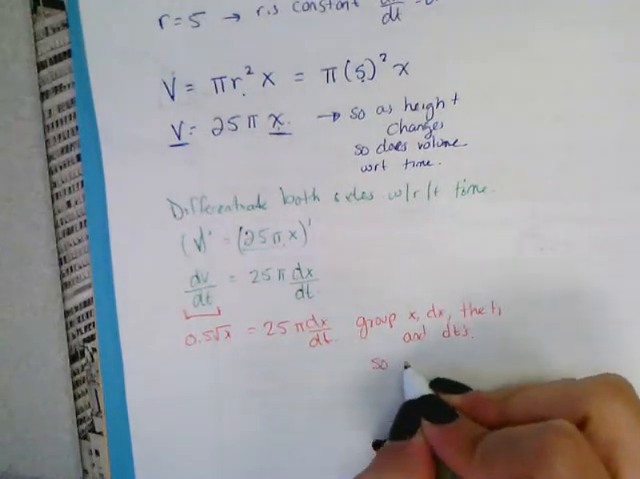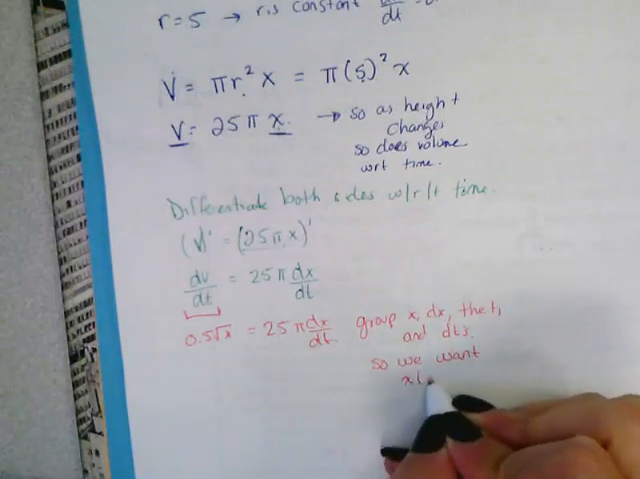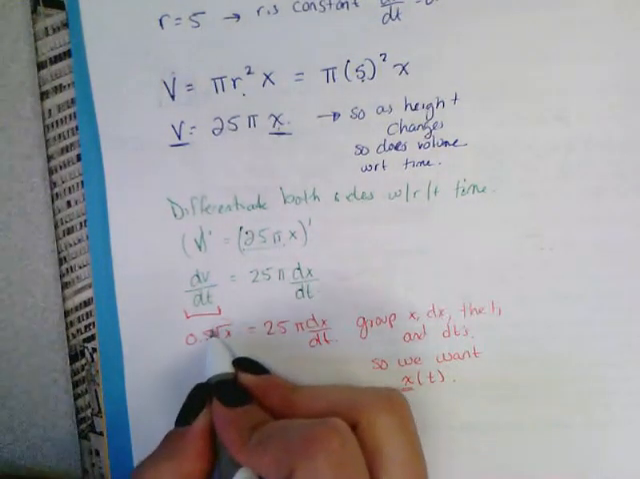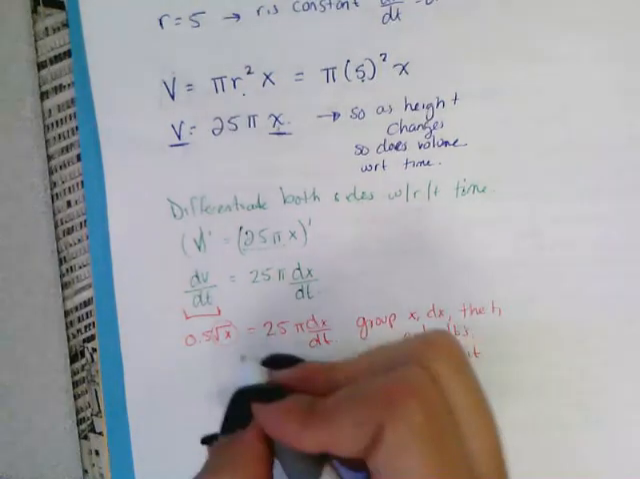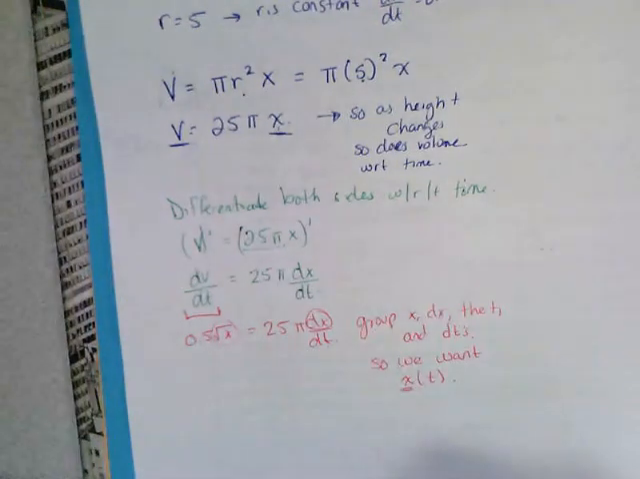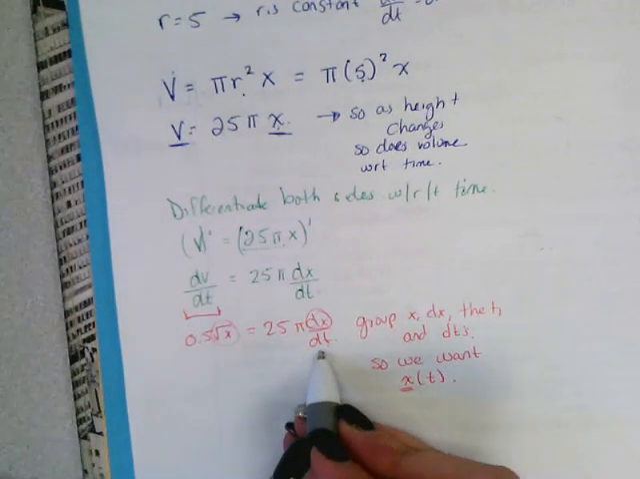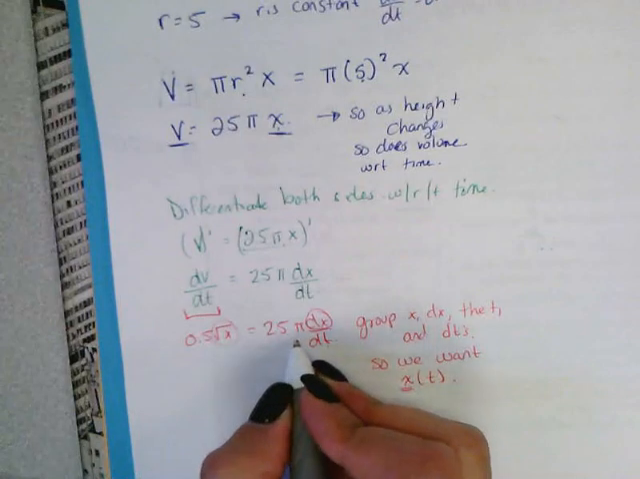Why? Because we want x of t, right? We want x by itself. So basically the idea is I want to get this guy by itself, if possible. Actually, I'm sorry. The x's together, and then the dt by itself. So I want to group the x's and the dt's separately. So first thing I'm going to do is move over this 0.5.